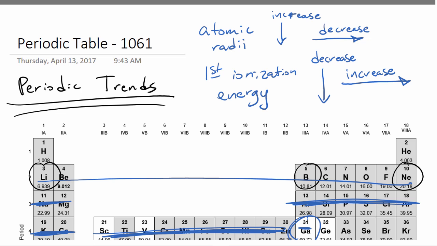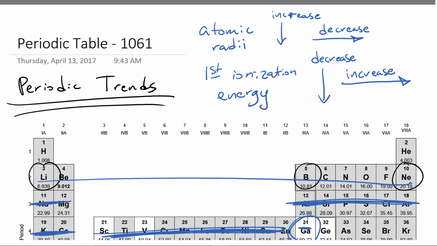Remember? Right, opposing charges. There's attraction between the negatively charged electrons and the positively charged nucleus. So as that effective nuclear charge increases, it is more difficult to remove those valence electrons. It takes more energy to remove them. So what you need to learn first then is effective nuclear charge.